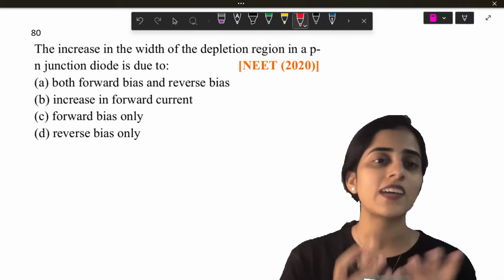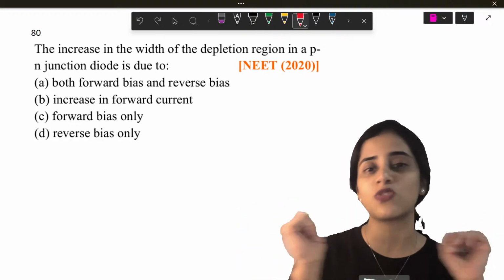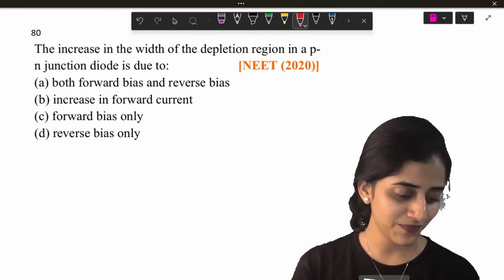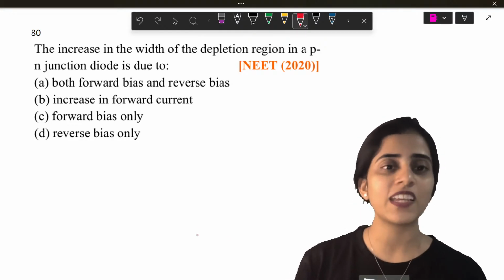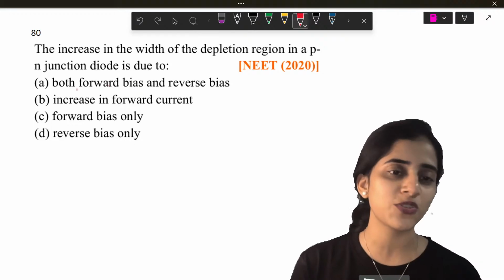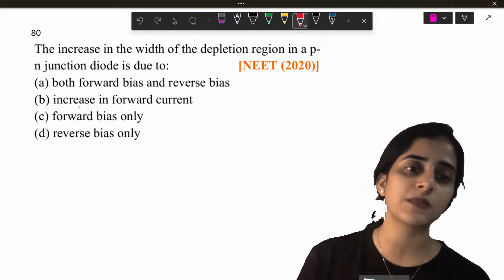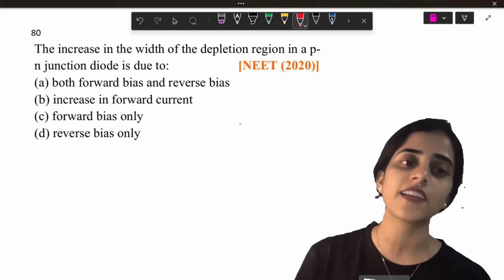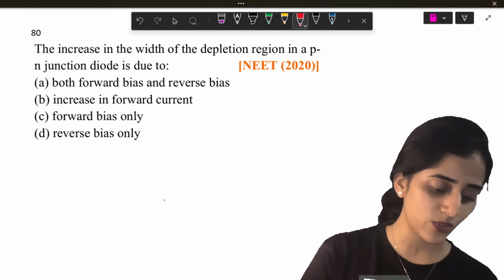Okay, last question for this one shot physics stage. I thought I'll end with an easy question so you can go home with full confidence. Okay? So what is the question? The increase in width of the depletion region in a PN junction diode is due to: both forward biased and reverse biased, increase in forward current, forward bias only, or reverse bias only.